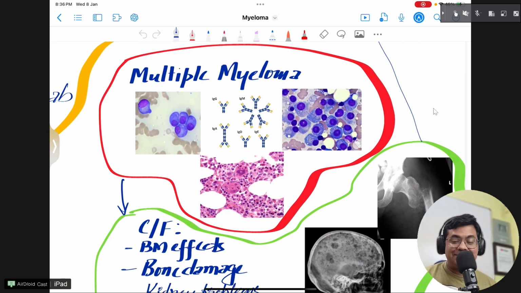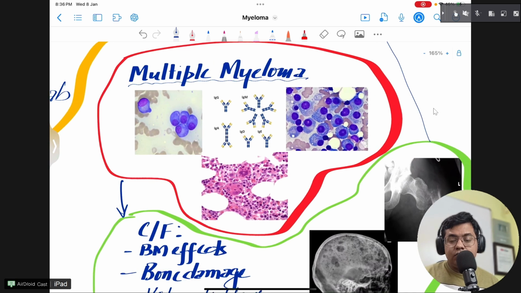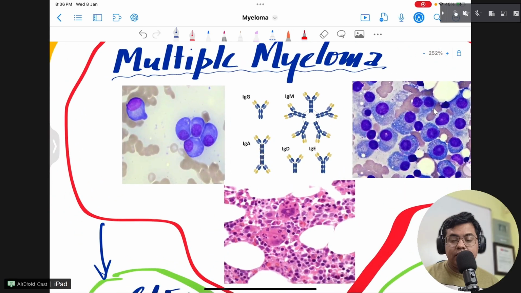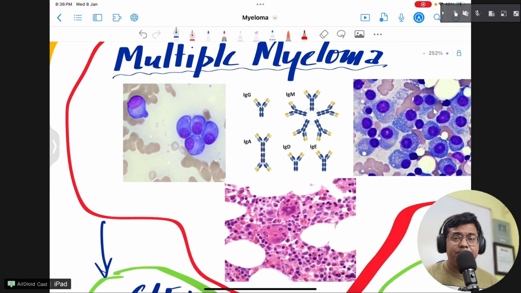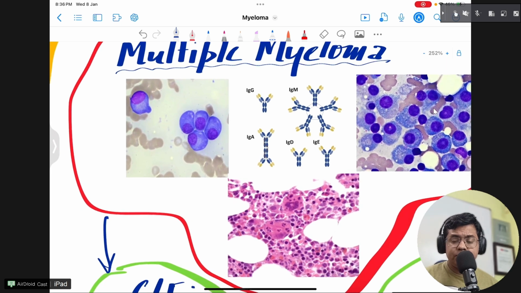And today's session is going to be very interesting because today I will discuss one interesting topic, that is multiple myeloma. So, what is multiple myeloma? I'll be looking into it. So, before starting today's topic, let's understand the basics of multiple myeloma.